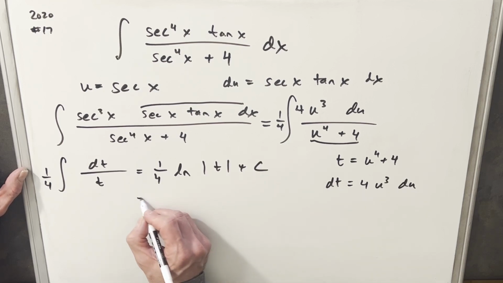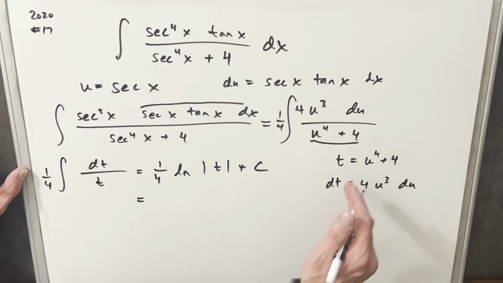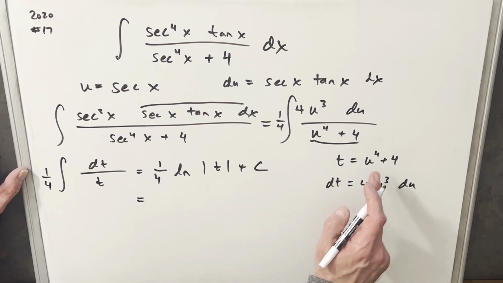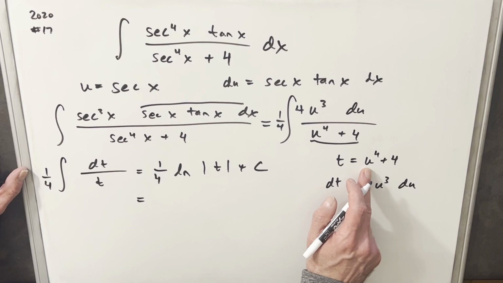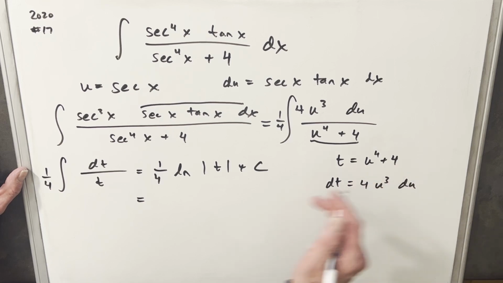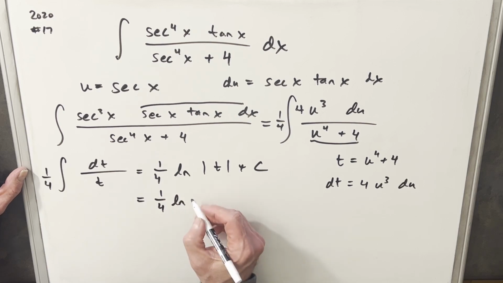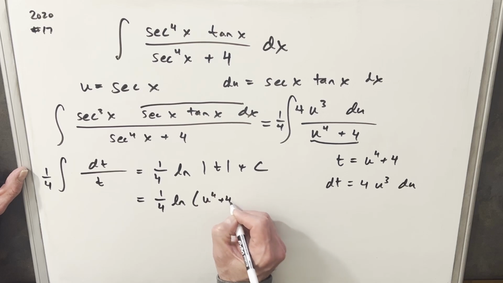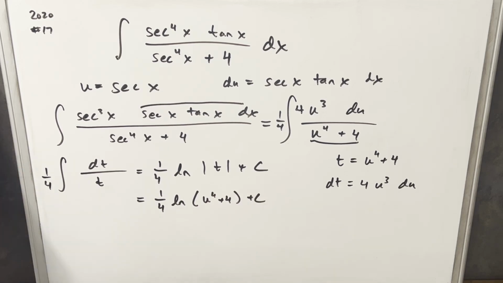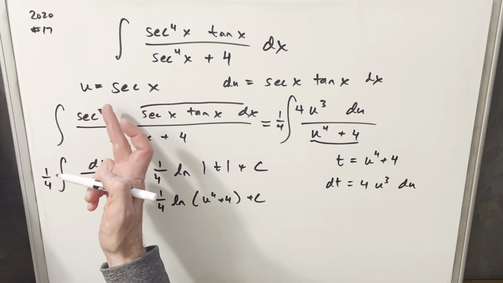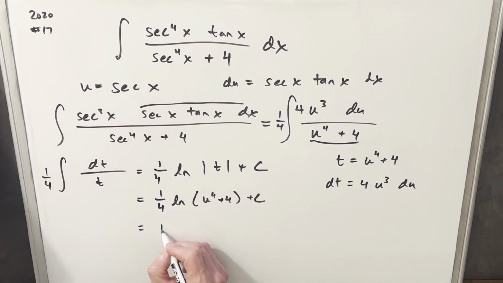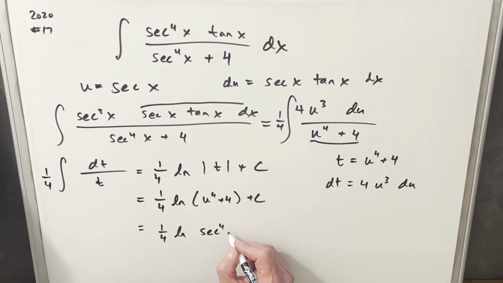But in a second, we're going to see that when we substitute back to u, we're not going to need the absolute value because this is an even power. So this term is always going to be positive, and that's going to allow us to drop the absolute value and write this as natural log of u to the fourth plus 4 plus c. So finally, let's get back to x, remembering that u is secant x. So for our final solution, we're going to have 1/4 natural log secant to the fourth x plus 4 plus c.